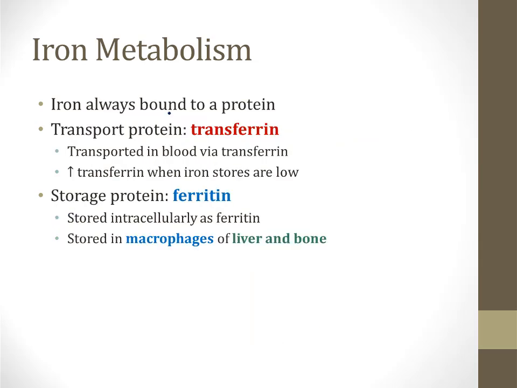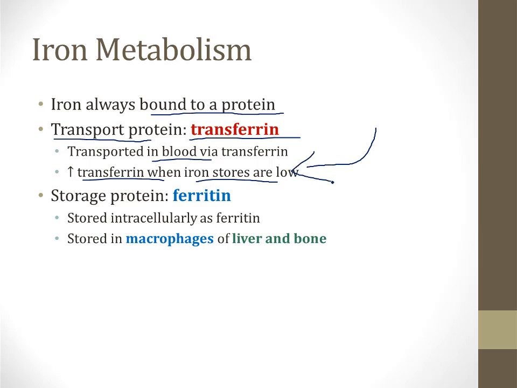Once iron gets inside the body, it is always found bound to some other protein, and there are 2 important iron-binding proteins that you need to know. The first one is called transferrin. This is the transport protein for iron. It transports iron in the blood, and the level of transferrin in the serum rises when iron stores are low, and this will be important in a minute when we talk about how to diagnose iron deficiency anemia.